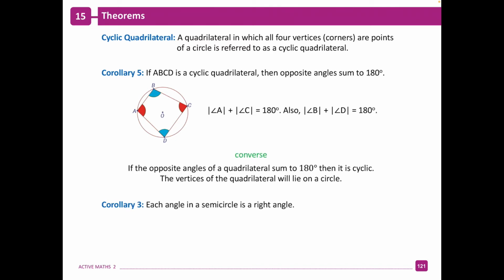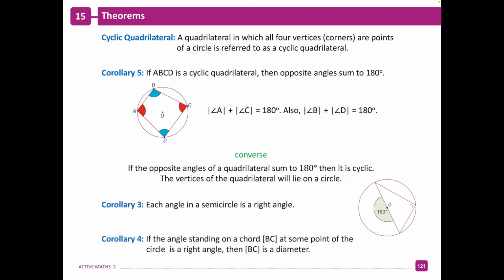Each angle in a semicircle is a right angle. So if we have a semicircle, as we do here, it forms a right angle. If the angle standing on a chord BC at some point of the circle is a right angle, then BC is the diameter. So if you have a right angle, then your hypotenuse will be the diameter of your circle.